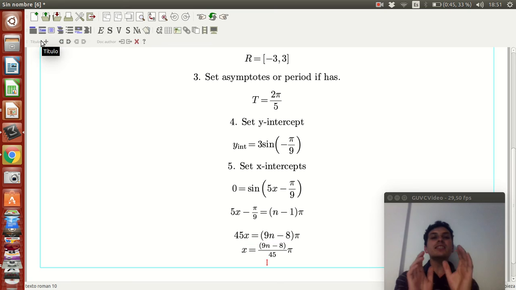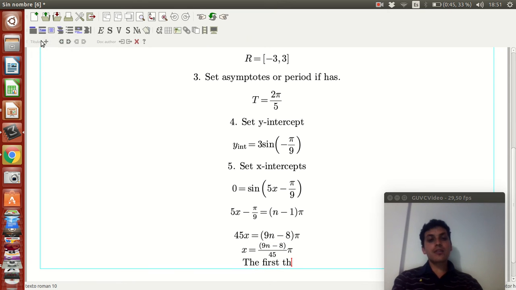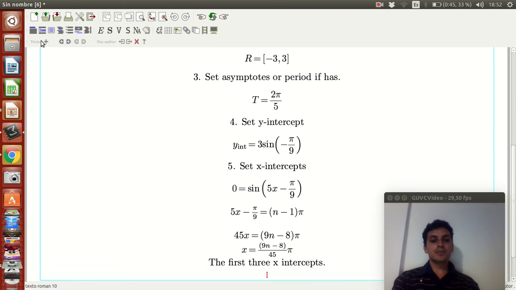So let's find the first x-intercept. The first 3 x-intercepts.